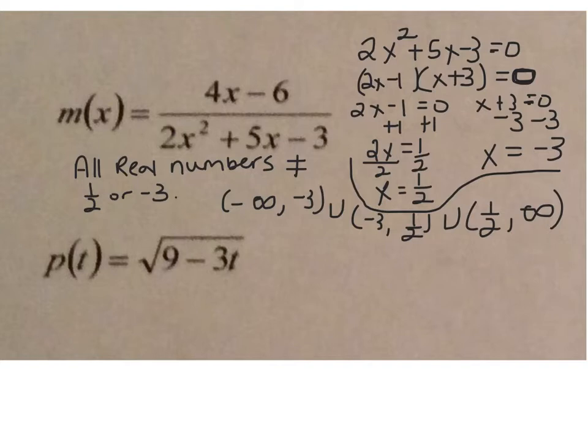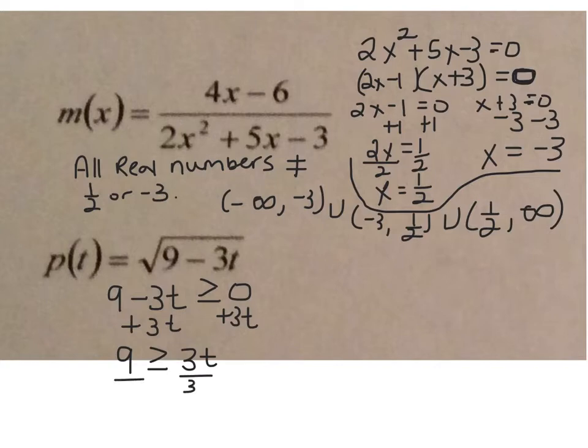So here I have something underneath the radical. I have 9 minus 3t. So I'm going to take 9 minus 3t, and I'm going to set that greater than or equal to 0. So what I'm going to do is add 3t to both sides. So I'm going to get 9 is greater than or equal to 3t, and if I divide by 3, I'm going to get 3 is greater than or equal to t. So if I switch this around, t is less than or equal to 3.